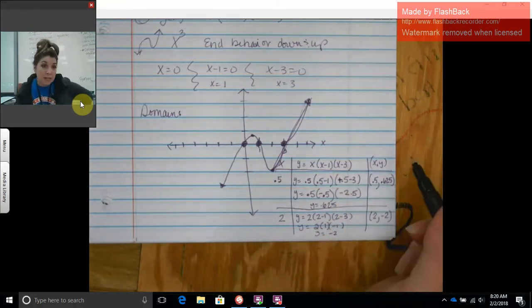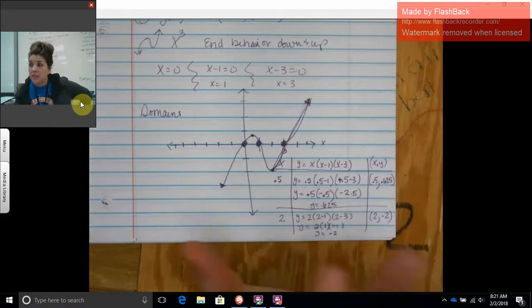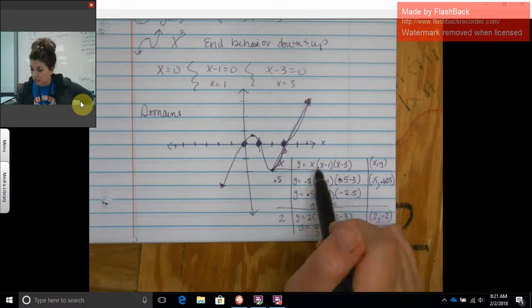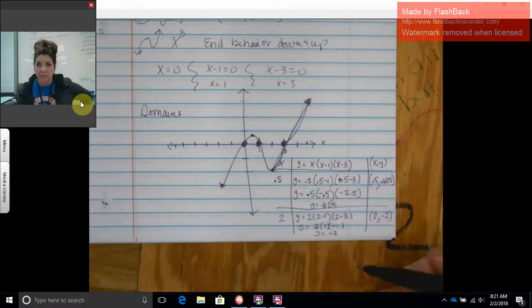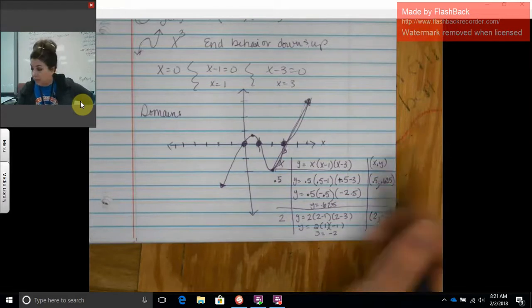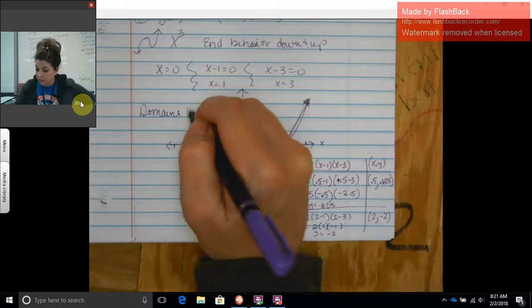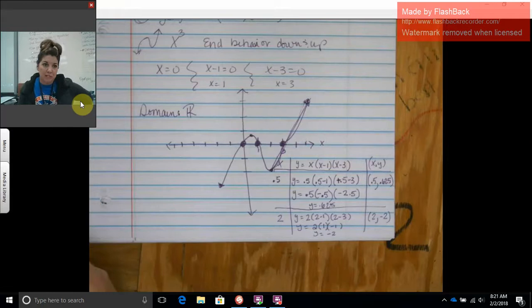What does domain mean? Seriously? All possible x values. Think about it. Is there any number that I could not substitute in for x and simplify to get a y value? Any real number. So all real numbers. I could plug in any number for x and get a y value, right? There's no number that would not work. So my domain is all real numbers. Or remember, you could say negative infinity to positive infinity, or you could literally say all real numbers.